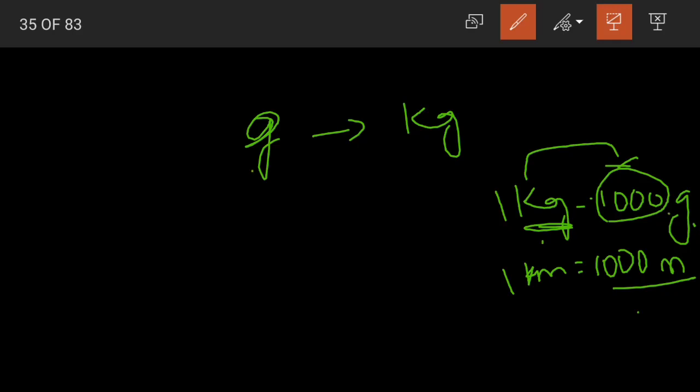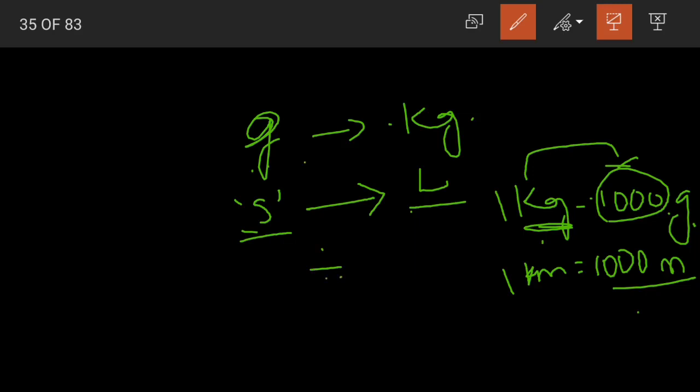Now when we compare grams and kilograms, which is the smaller unit, children? Grams is the smaller unit. We are converting into kilograms, which is a larger unit. So when we are converting a smaller unit into a larger unit of measurement, do we divide or multiply? We divide. Yes, we divide.